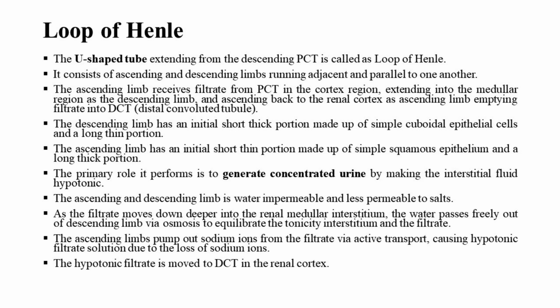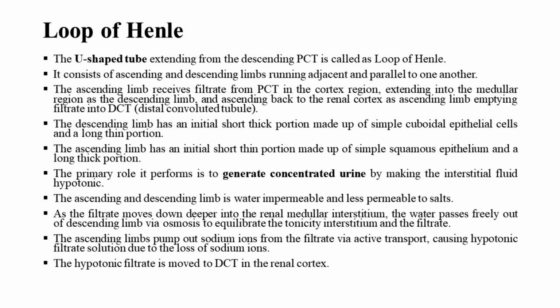The descending limb has an initial short thick portion made up of simple cuboidal epithelial cells and a long thin portion. The ascending limb has an initial short thin portion made up of simple squamous epithelium and a long thick portion. The primary role it performs is to generate concentrated urine by making the interstitial fluid hypotonic. The ascending and descending limb is water impermeable and less permeable to salts.